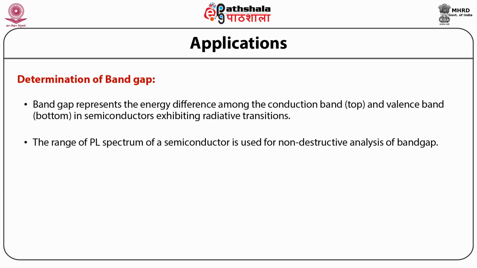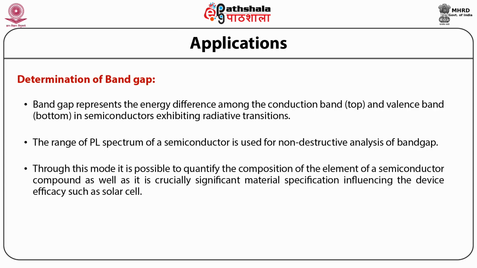The photoluminescence spectrum of a semiconductor is used for non-destructive analysis of band gap. Through this mode, it is possible to quantify the composition of the elements of a semiconductor compound as well as its crucially significant material specification influencing the device efficacy, such as in a solar cell.